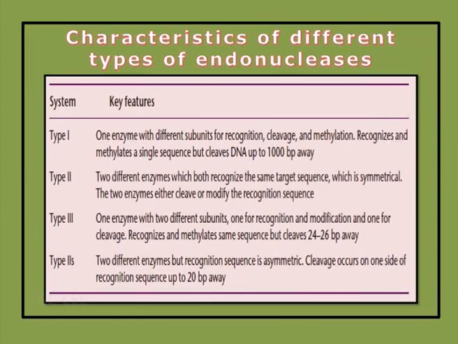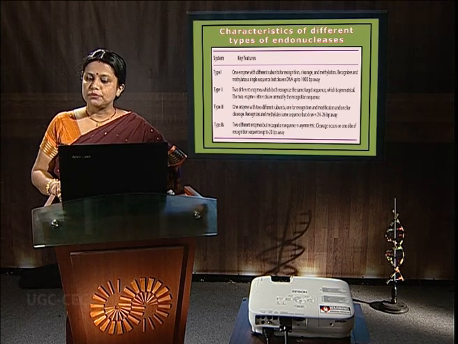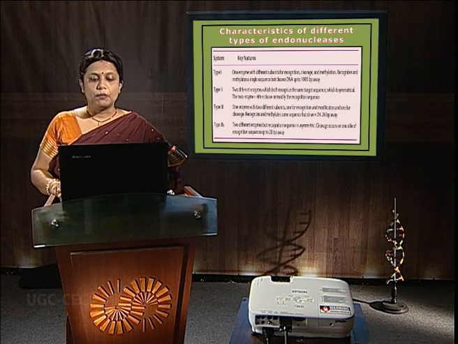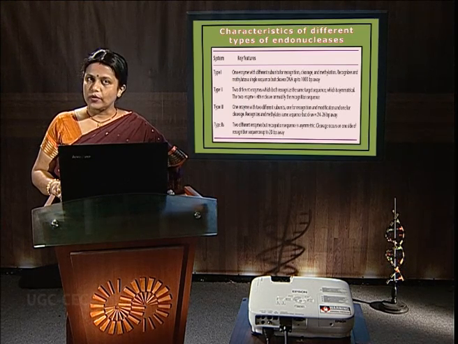Type 3 is one enzyme with 2 different subunits, one for recognition and modification and one for cleavage. It recognizes and methylates the same sequence but cleaves almost 24 to 26 base pairs away. On the other hand, type 4 are those with 2 different enzymes but recognize sequences which are asymmetric, unlike the symmetric recognition by type 2. The cleavage occurs on one side of the recognition sequence but almost 20 base pairs away.